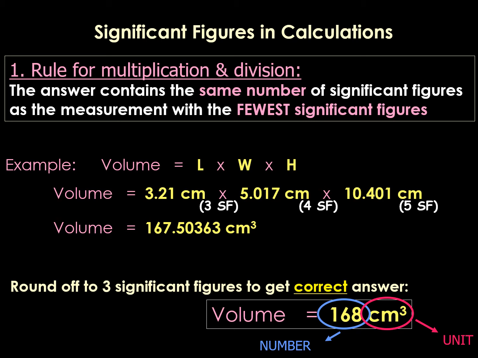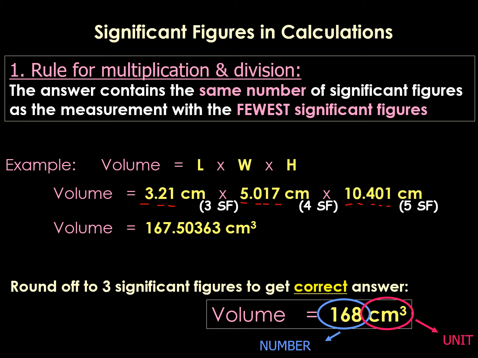Meaning that, look at this question here. If you look there in the question, there's 3 significant figures in the first number, 3.21. The next one has 4 significant figures. And the next one has 5 significant figures, 10.401. So according to our rule, you take the one with the lowest significant figures. 3.21 has the least significant figures, and therefore your answer has to have 3 significant figures.